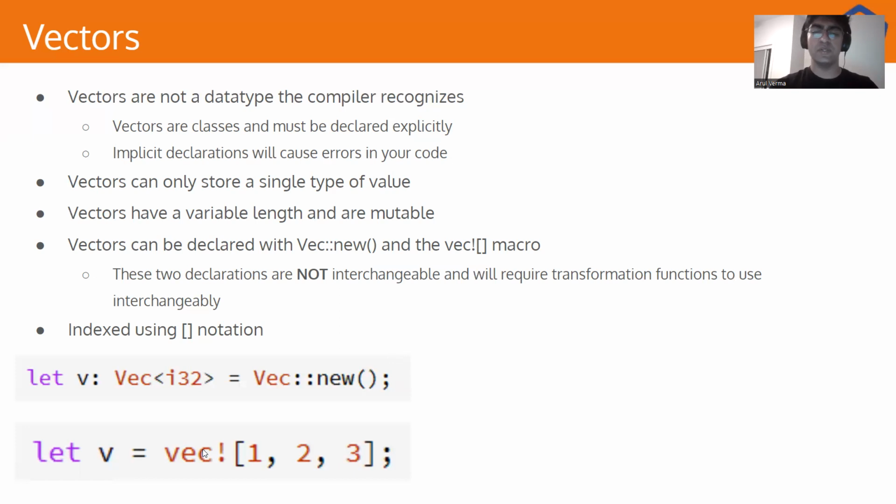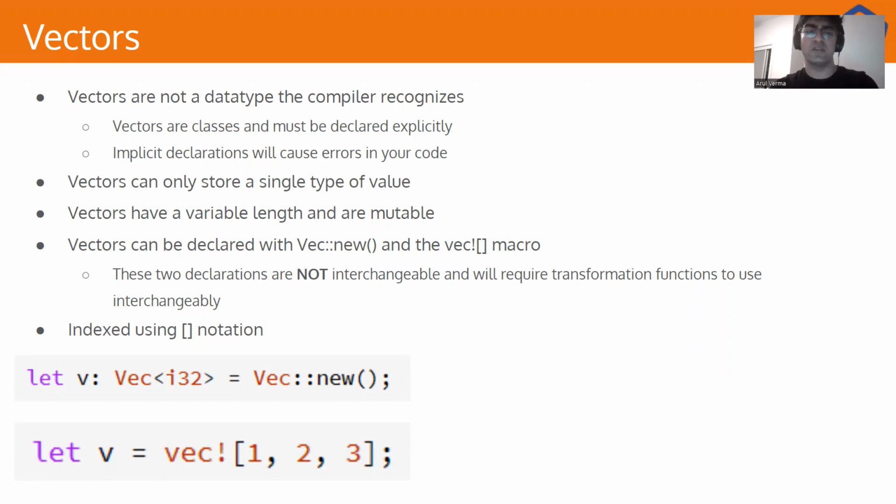One word of warning about using the macro versus using the declaration type is that they are not interchangeable. If you have a function that takes a vector of the macro declaration and you try to pass a normal declaration in, you'll have an error because those two types are not the same. And the same applies if you have a function that takes the normal vector type and you pass a macro, that'll cause an error because those two types are not the same. If you want to use them interchangeably, you need to use a transformation function built into Rust. And the compiler will tell you what the transformation function is. So it's very easy to change between the two, but they are not the same. And it's important to recognize that fact.